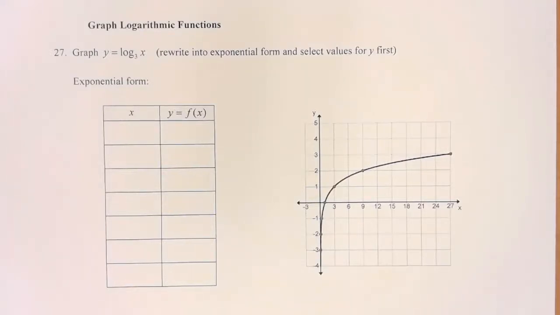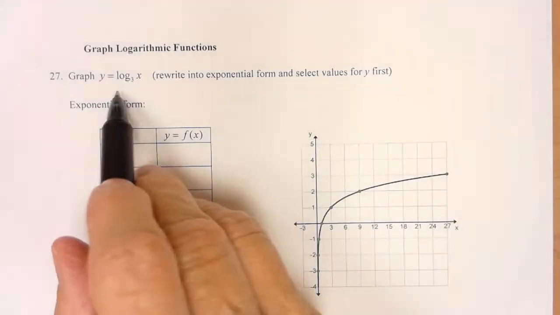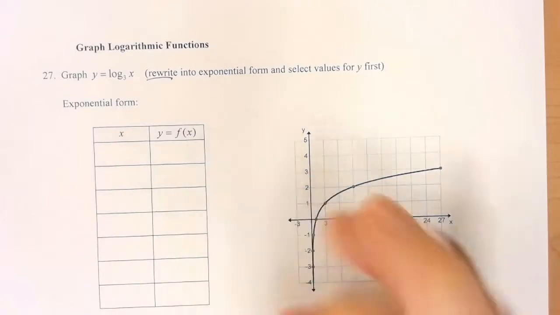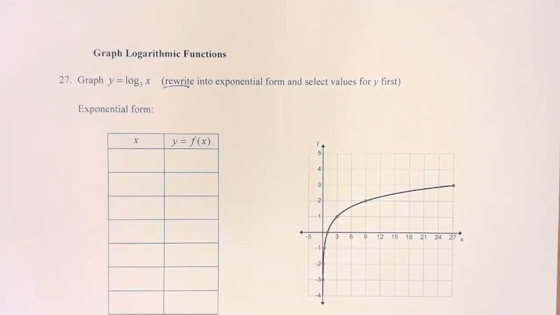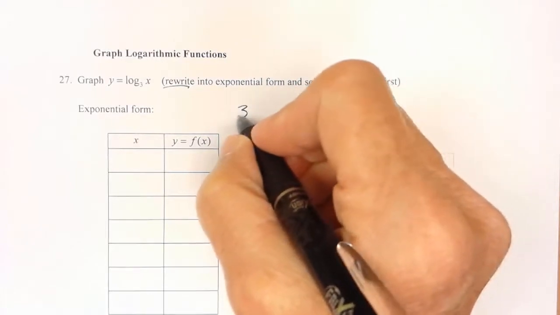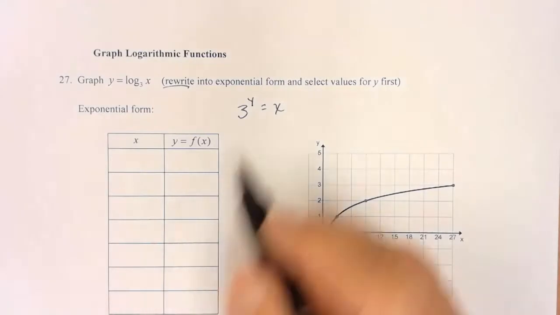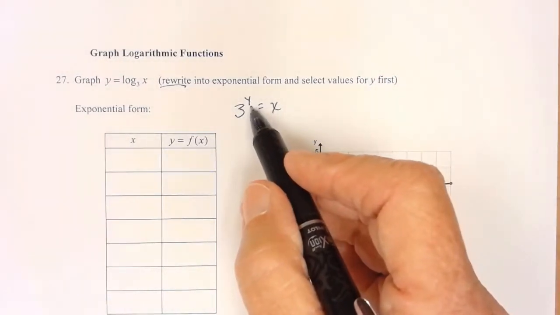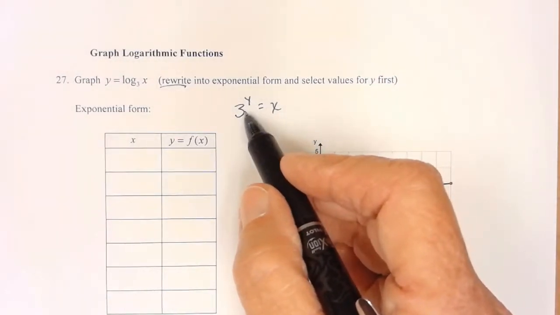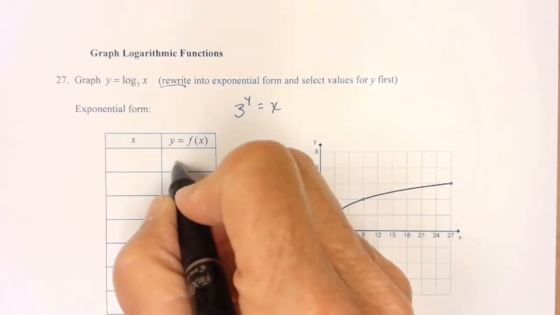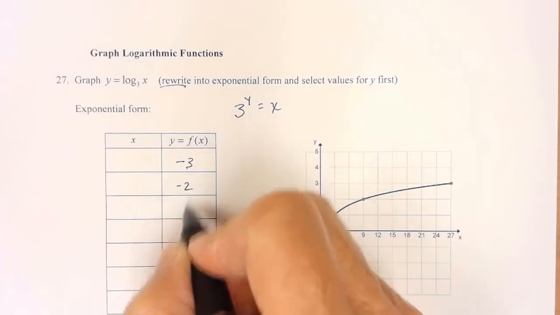To graph a logarithmic function, like this particular problem here, you need to rewrite into exponential form and select values for y first. So if I rewrote this, my base raised to my power is equal to my number. This is why I need to get values for y, because it's easier for me to go 3 to the whatever in order to find x. So let's get some values.